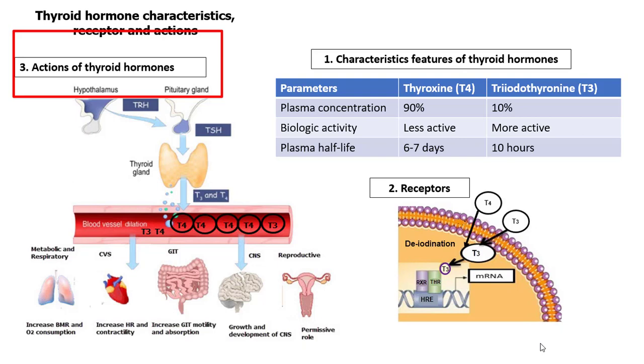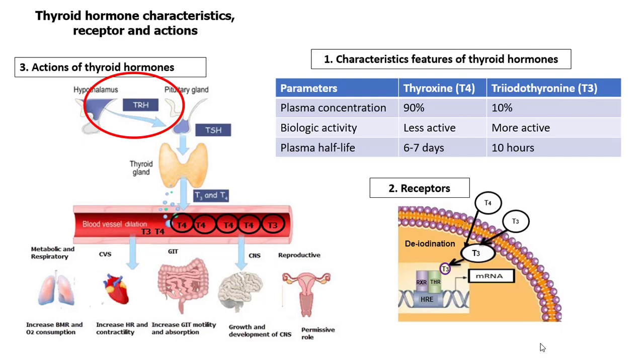In our previous class, we discussed the regulation of thyroid hormones, and we realized that thyroid hormone synthesis and release depends on hormones secreted from the hypothalamus, that is the thyrotropin releasing hormone, and the other hormone is the thyroid stimulating hormone that is secreted from the anterior pituitary gland. Once in the blood, thyroid hormone is usually present in two forms, bound form and free form.